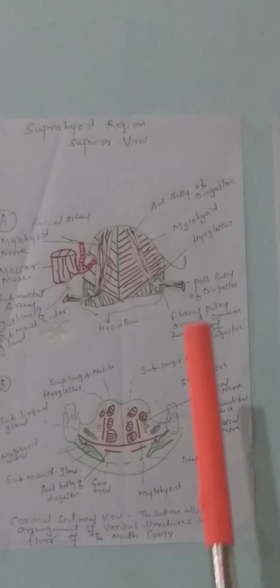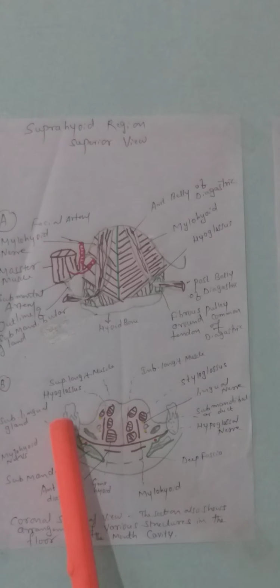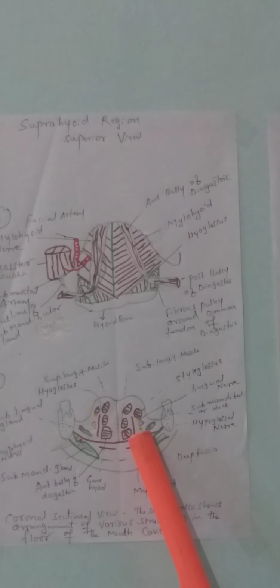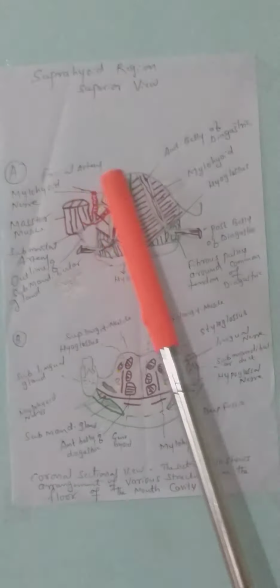Here you can see the coronal section. In the coronal section, you can nicely see the deep fascia and the hypoglossal nerve. The hypoglossal nerve is the 12th cranial nerve. The submandibular duct can be seen here, and the submandibular gland can be seen here.